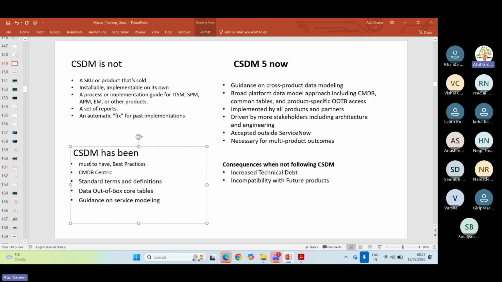I'll give you the answer from the consulting perspective. If you're saying that none of your customers have this, it is a wrong statement. They have it, but they don't know that it is called CSDM. That's the problem here.